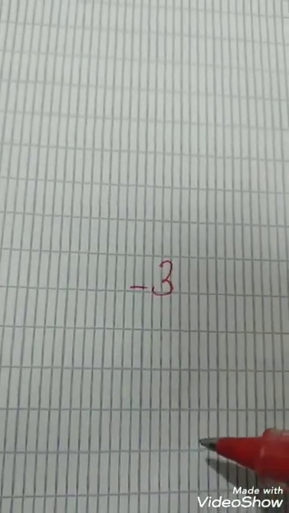Okay, before we start the application, I want to ask you a question. Is minus 3 an odd number or not? Yes, minus 3 is an odd number, even if its sign is negative. Odd and even numbers don't depend on the sign.